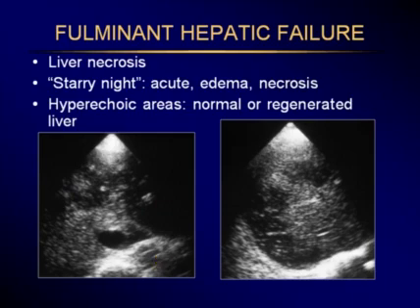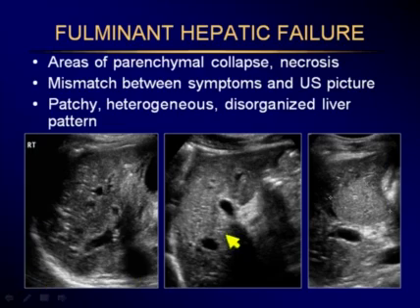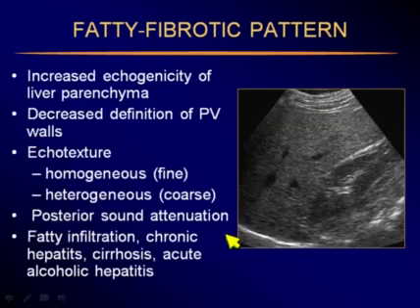If you're not sure, if it doesn't look like it matches the clinical picture, we should send the patient right away for evaluation. The fatty fibrotic pattern is opposite. We have increased echogenicity of parenchyma. There's some kind of infiltration with fat or fibrosis going on in the liver, which increases the echogenicity high enough that it matches the portal vein walls, and the contrast is lost. Therefore, we do not see the echogenic portal vein walls.